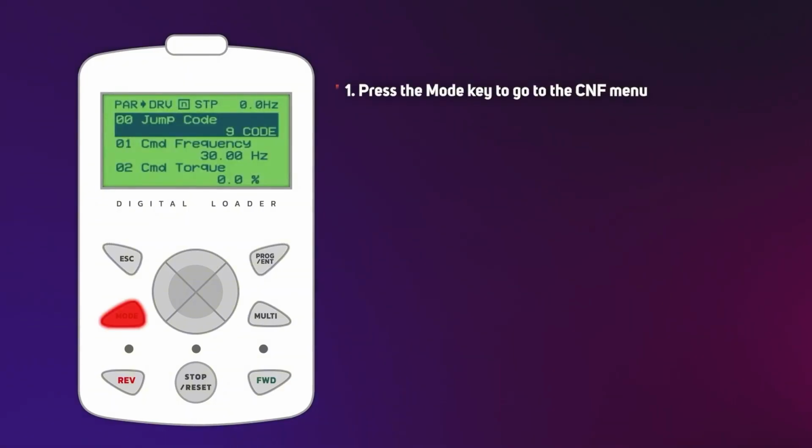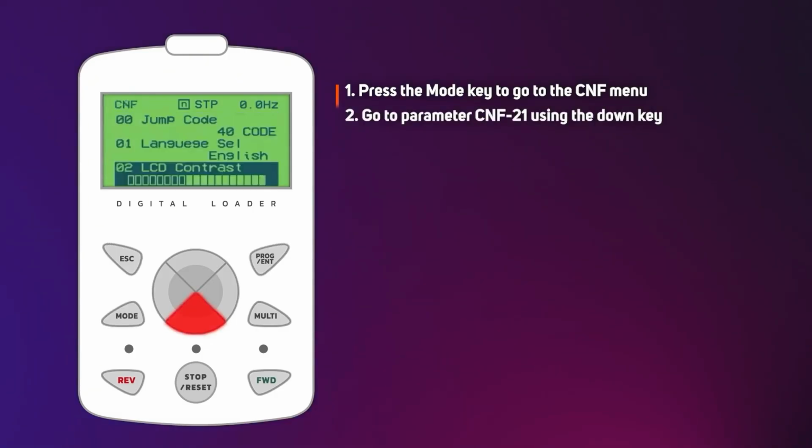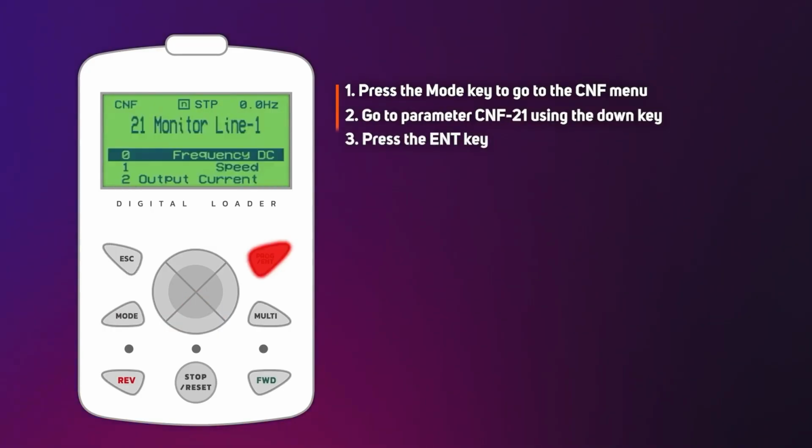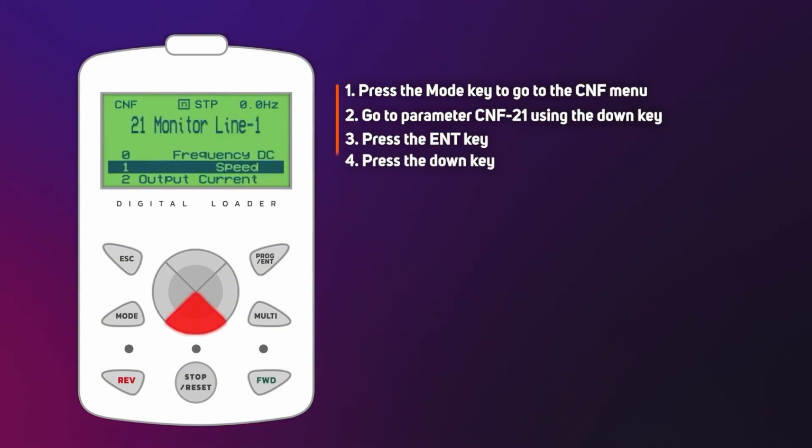First, we press the mode button twice to enter the CNF menu. With the down button, we go to parameter CNF21 to set up line 1. We press the enter button to enter this parameter. After entering, we use the down button to go to the speed option and press enter again.